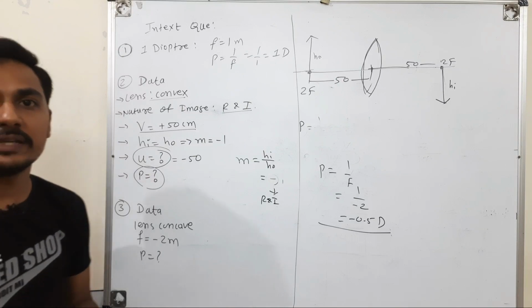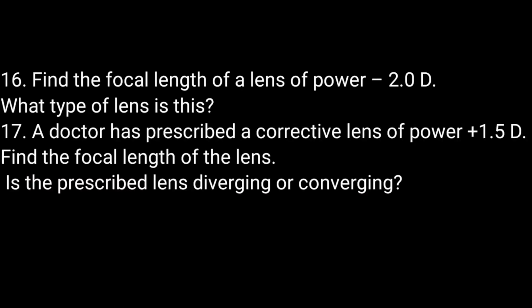Now let us look at the exercise questions. In the exercise, question number 16: find the focal length of a lens of power -2D. What type of lens is this? Question number 17: a doctor has prescribed a corrective lens of power plus 1.5D. Find the focal length of the lens. Is the lens diverging or converging?